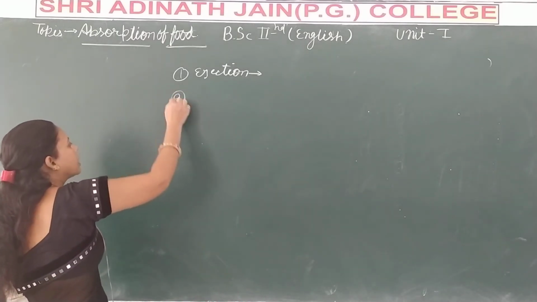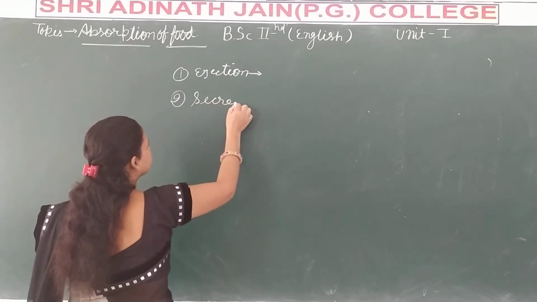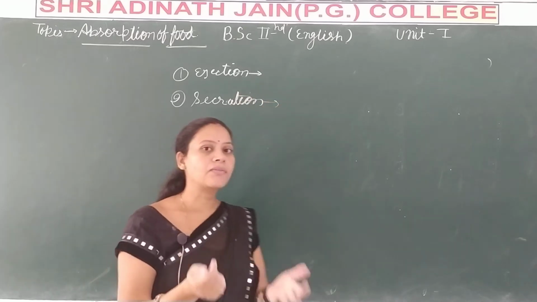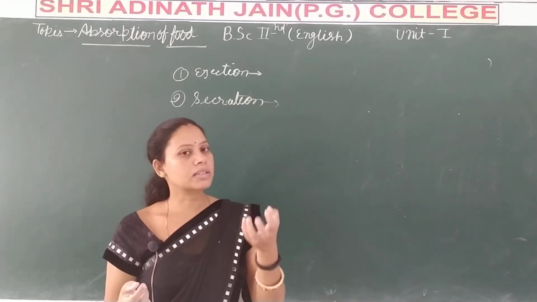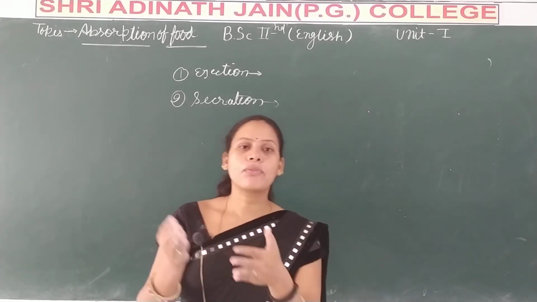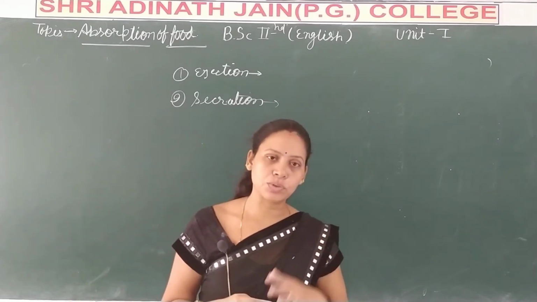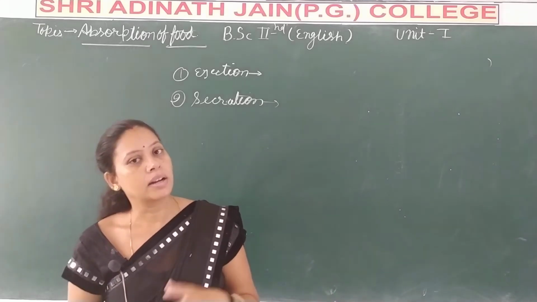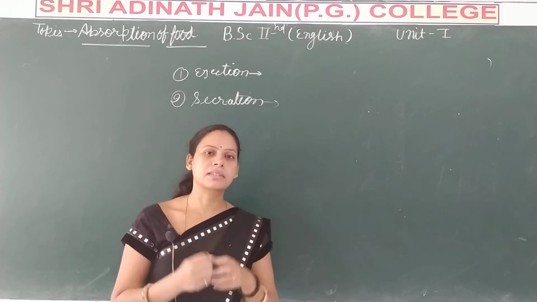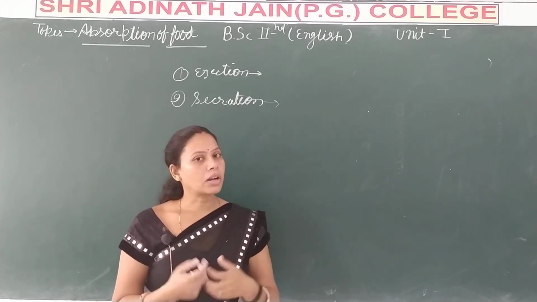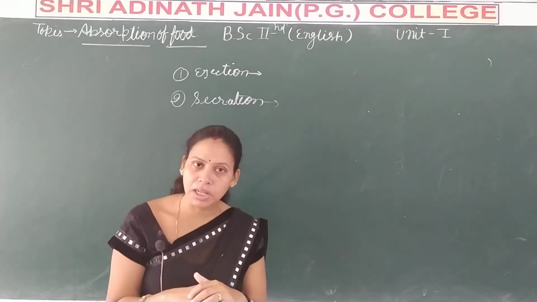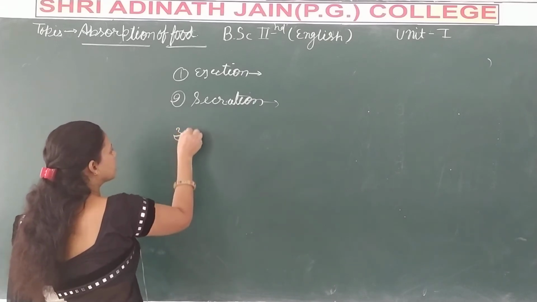Now, the second one is secretion. It means when we are eating something, that food is entering the alimentary canal. So the different areas of the alimentary canal secrete their juice. In the mouth, saliva is secreted by the salivary gland. In the stomach, gastric juice is secreted. In the intestine, intestinal, pancreatic and bile juice are secreted. These juices are mixed with the food material, so the food is digested.